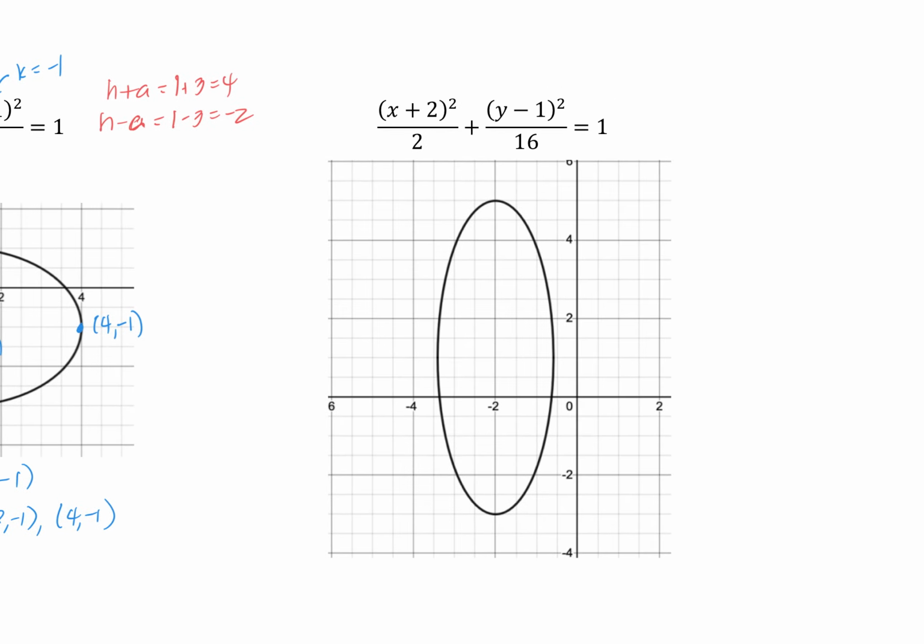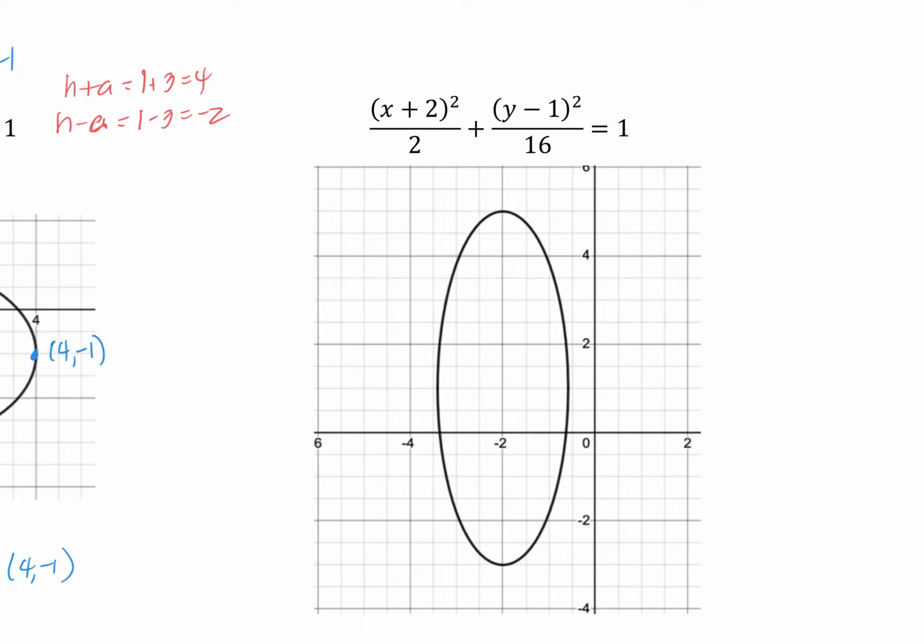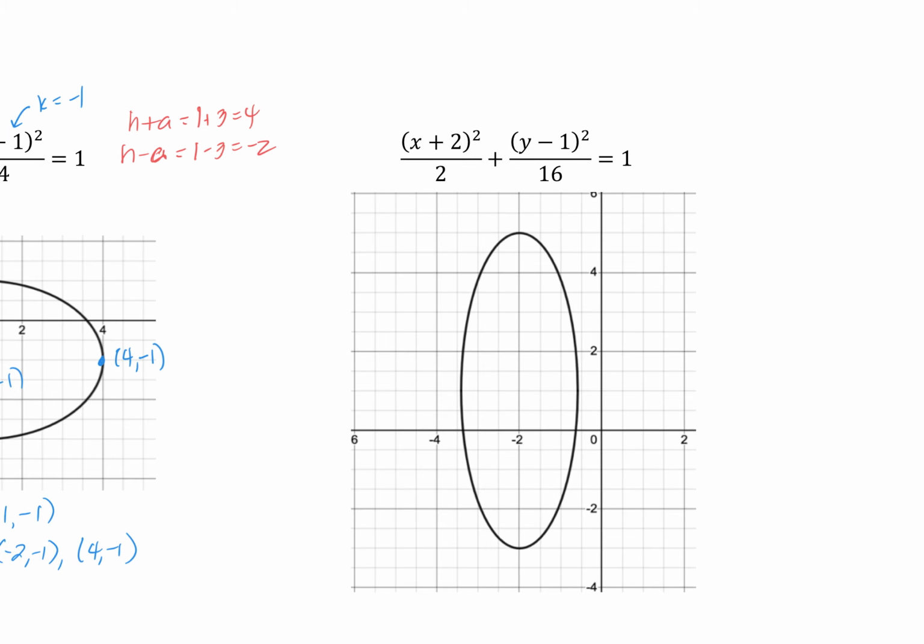Here's another ellipse, but this is stretched out vertically or parallel to the y-axis, which is a vertical line. Notice that the denominator 16 is the largest denominator, and it's underneath the y value. So that would be our a squared, which would mean a is equal to 4. Our h value is -2, and our k value is 1. So our center is (-2, 1).